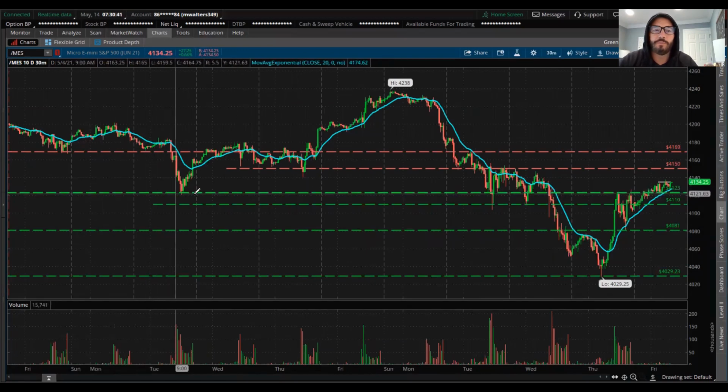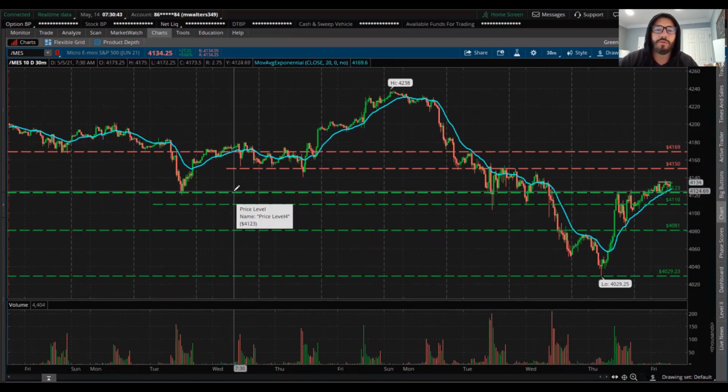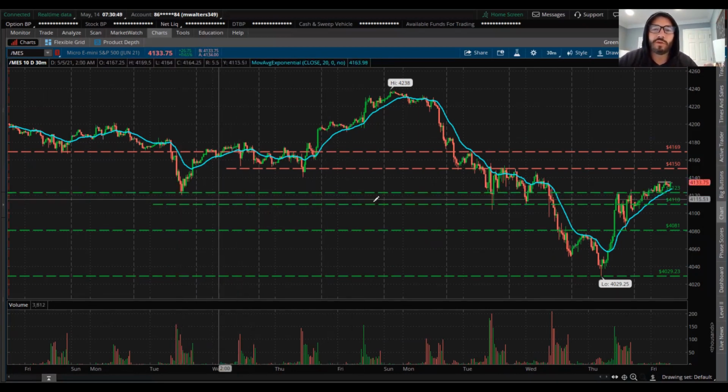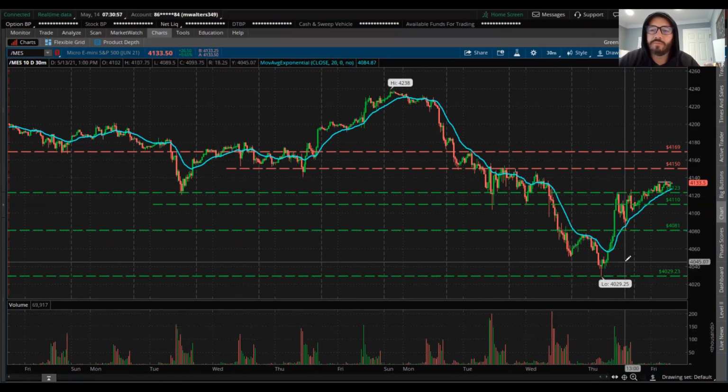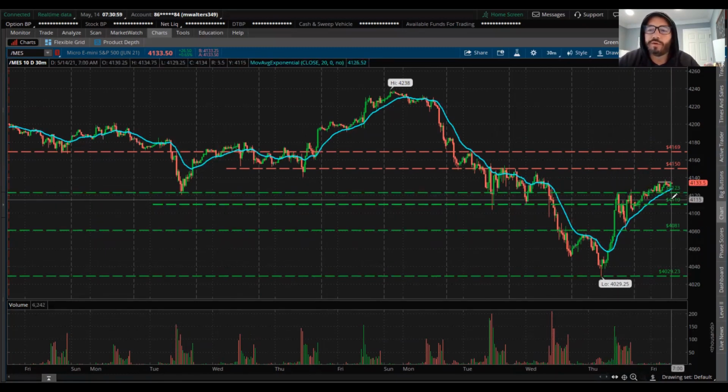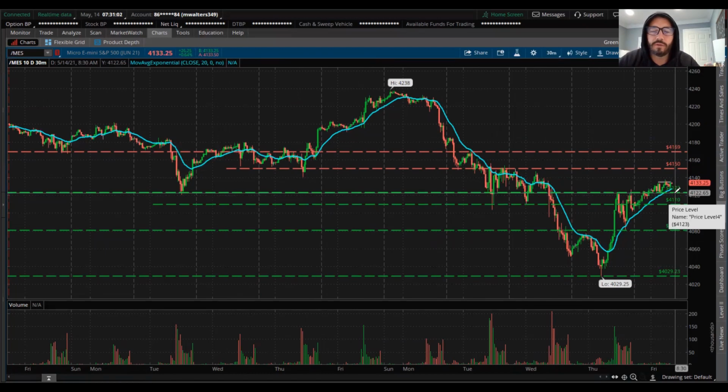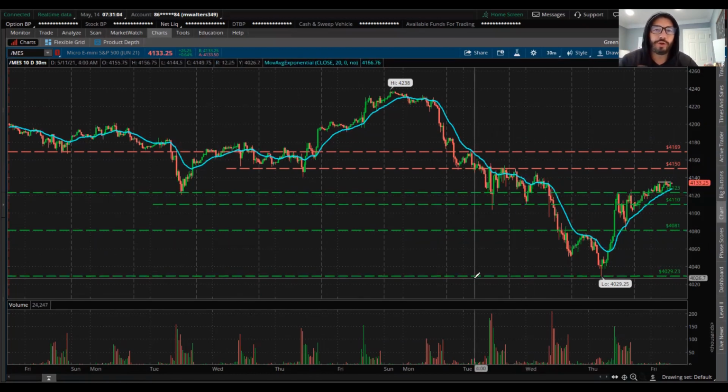This long level right here, this 41.23, is the level that was used as support for over a month. We quickly dropped below it, hit another key level of support, got buying coming in, and now we are over that 41.23. It should hold.